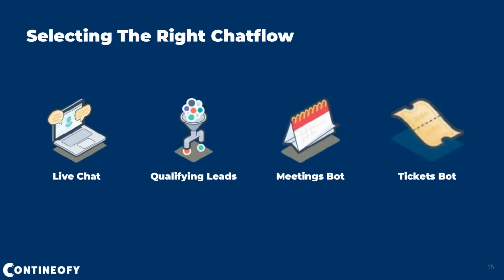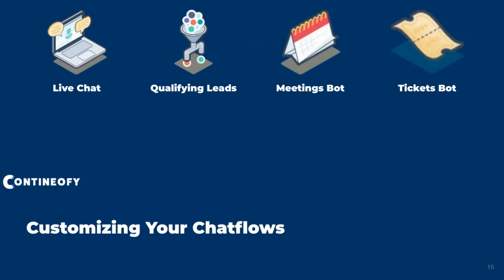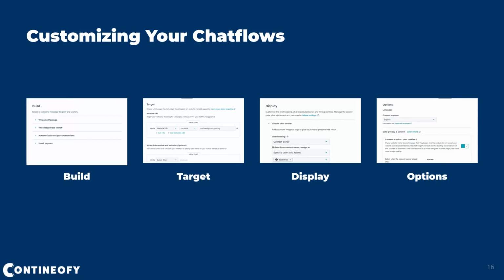So you have a pretty chat widget. Let's talk chat flows. There are a number of chat flows you can build. For this webinar, we're going to focus on building live chats, qualifying chat bots, meeting booker bots, and customer ticket bots. When building out chat flows, there are 4 parts to every chat flow, including build, target, display, and options. Although this is the order in the menu, I tend to build these in reverse, so let's start with the options tab.